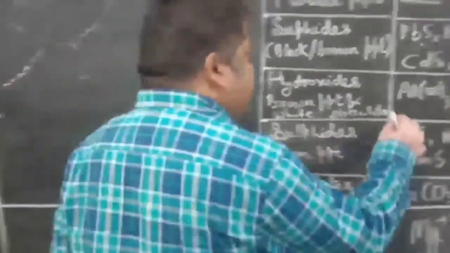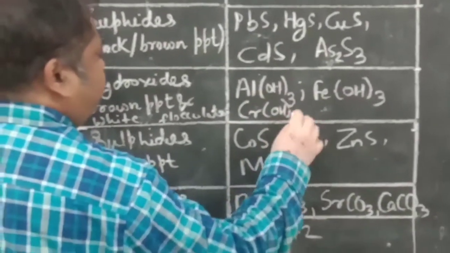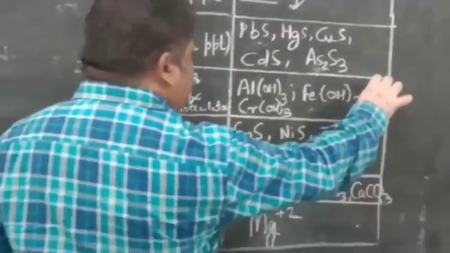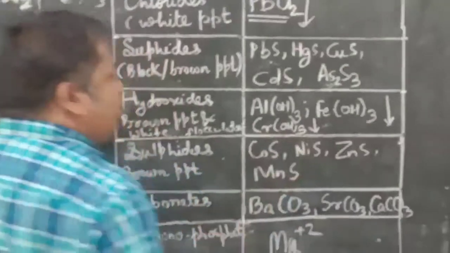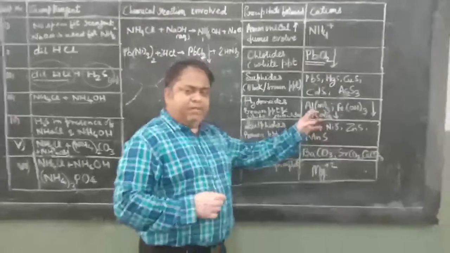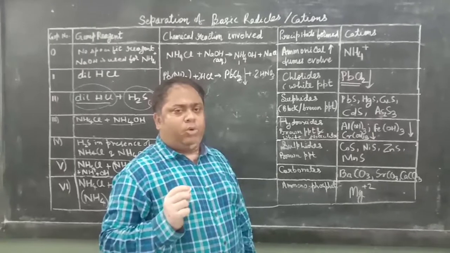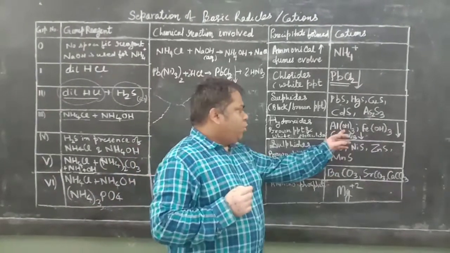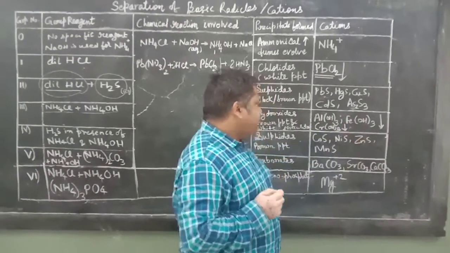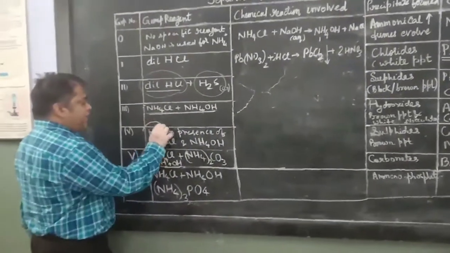the group 3 cations like aluminium, iron and even chromium will form a precipitate. Iron 3+ and chromium 3+ will give a brown precipitate, whereas aluminium hydroxide will give a gelatinous white precipitate, which is also called white flocculate. If you don't get a gelatinous white or brown precipitate, then to the same group reagent you have to add H2S again.